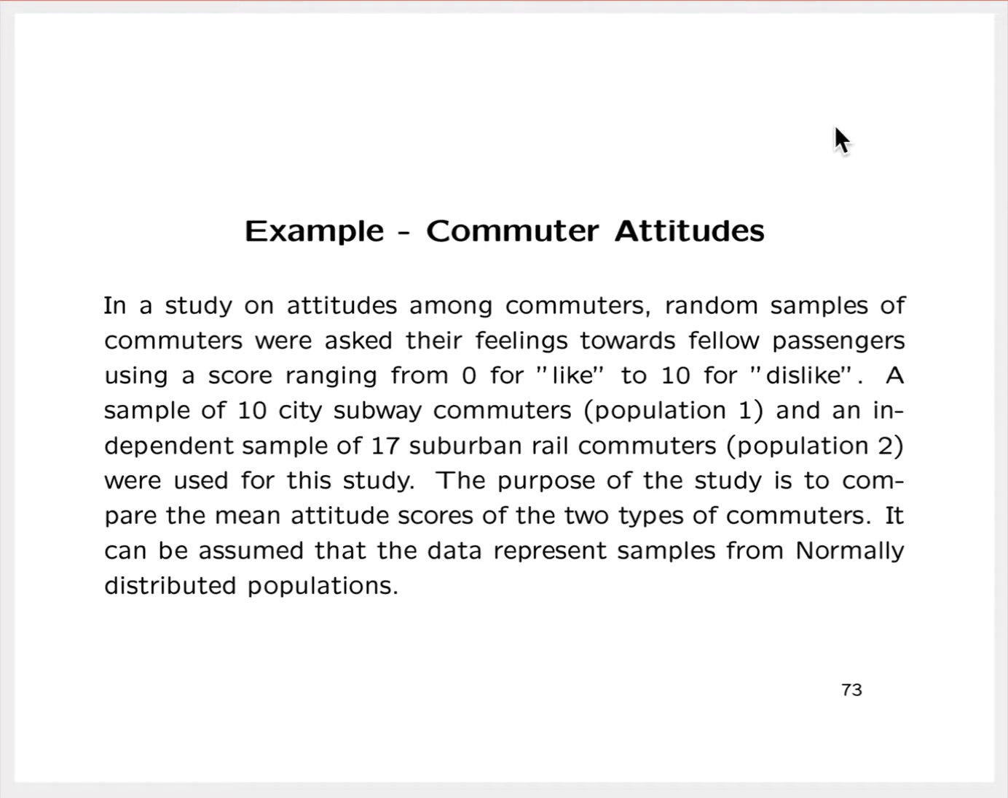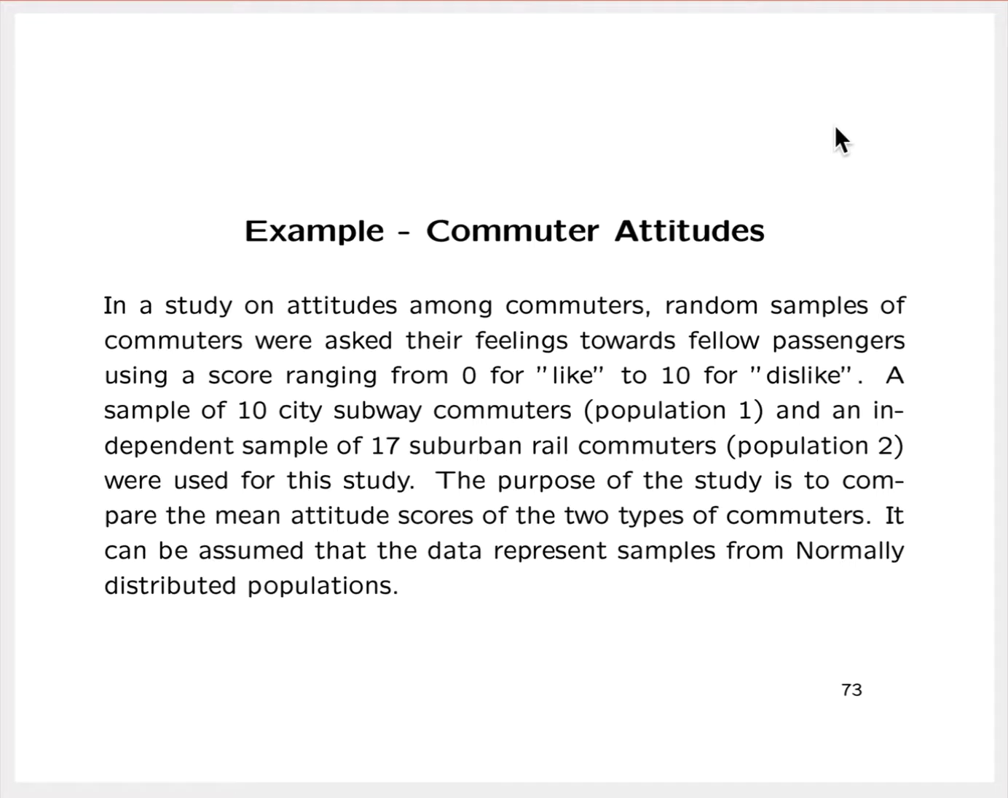This is an example involving surveys of commuter attitudes. So in a study on attitudes among commuters, random samples of commuters were asked their feelings toward fellow passengers using a score ranging from 0 for like to 10 for dislike. And so here we have a Likert scale from evidently 0 to 10. 0 means like, 10 means dislike, and so we have that range of integers in between 0 and 10.